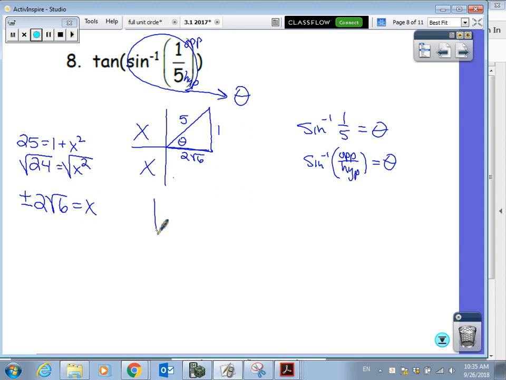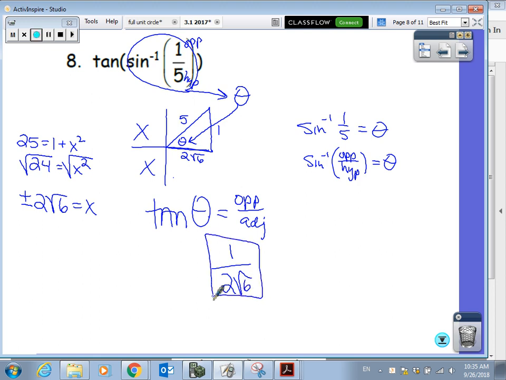Now I need to find the tangent of this angle. This produced that angle, something, doesn't matter what it is. It's in quadrant 1. That's all that matters, that we know where it is. So now the tangent of an angle, TOA, equals opposite over adjacent. The opposite of that angle is 1. The adjacent is 2 root 6.